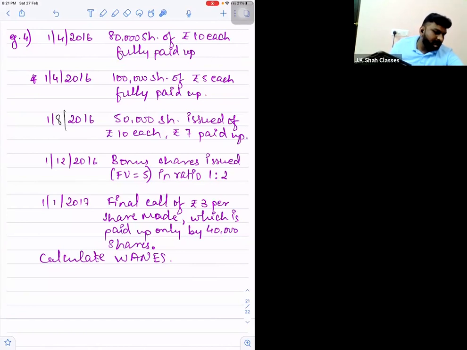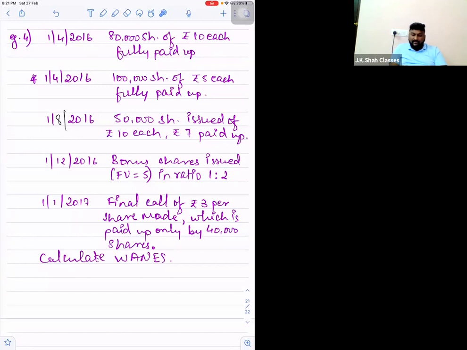Then on 1st October 2016, 50,000 shares are issued of rupees 10 each, and 7 rupees is paid up. The paid up value is 7 rupees. So we have partly paid up shares also here. Partly paid up shares also have to be converted as if they are fully paid up for the sake of EPS. On 1st December, bonus shares are issued of 5 rupees face value.